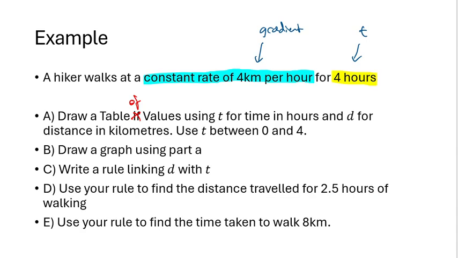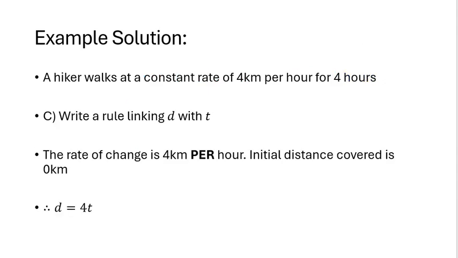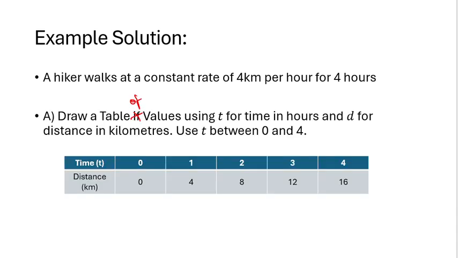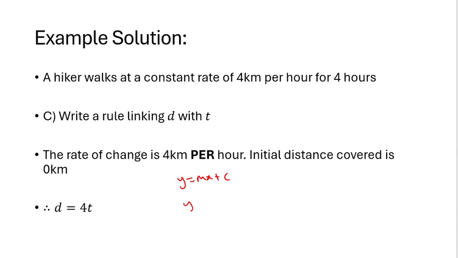Part C says write a rule linking D with T. Just reading off the question, the rate of change is 4 kilometers per hour. Now, the initial distance that you covered is 0 kilometers. So you can write it like y equals mx plus c if you wanted to. You can use your table: the pattern is plus 4, plus 4, plus 4, plus 4. So I know my gradient is 4x plus c.